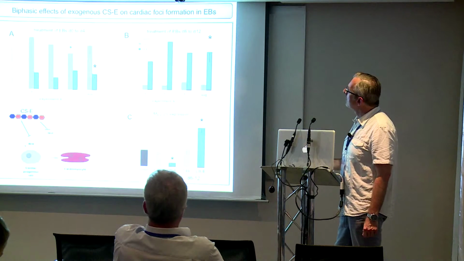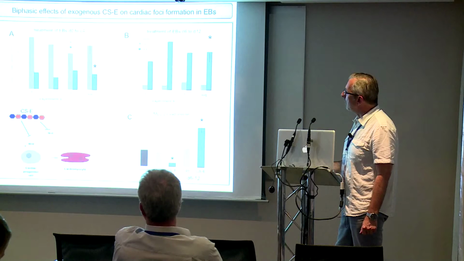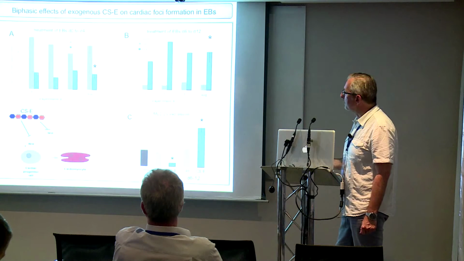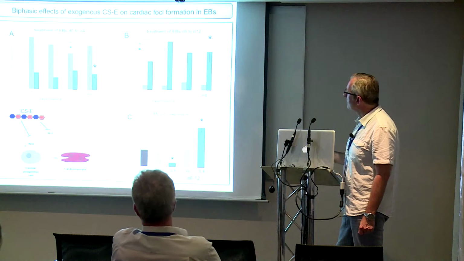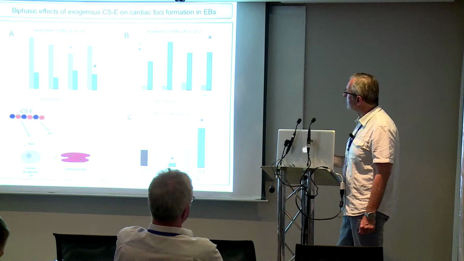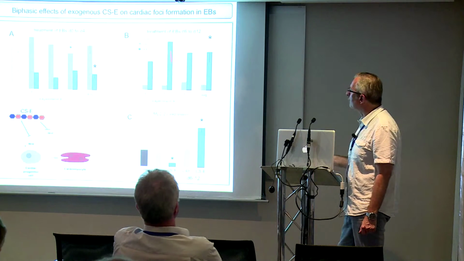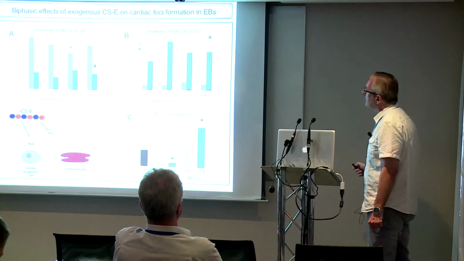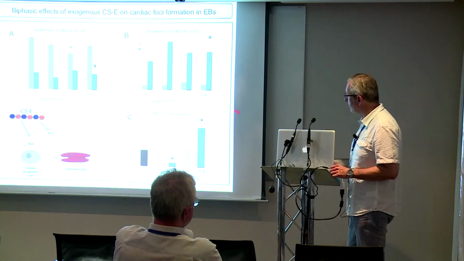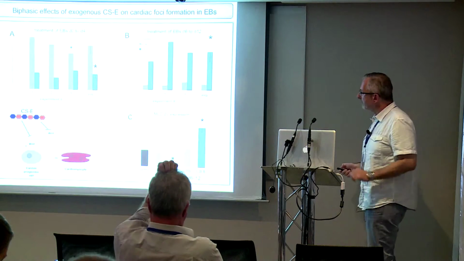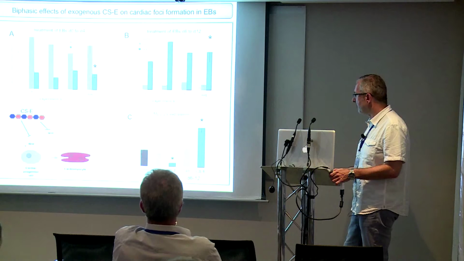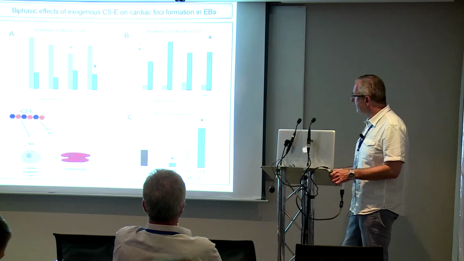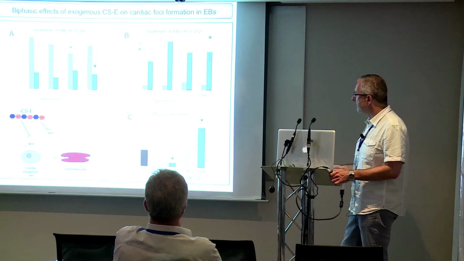And so again, treatment with CSE early on leads indeed to a reduction of cardiac foci formation, beating cardiac foci formation. Here's the average. Whereas treatment later on, from day 6 to day 12 of our differentiation protocol, leads to a strong increase in cardiac foci formation. This is recapitulated by MLC2V expression, a cardiac marker. Here's the control. C4S does not change anything if you treat early or late, but CSE, when you treat early, day 0 to day 4, you get a strong reduction in MLC2V expression.